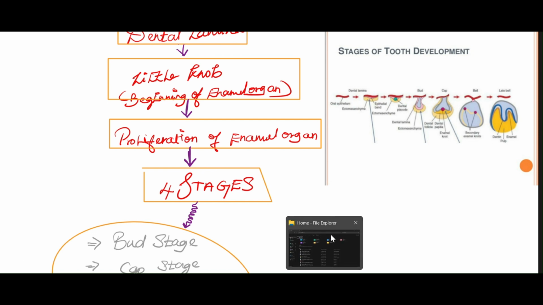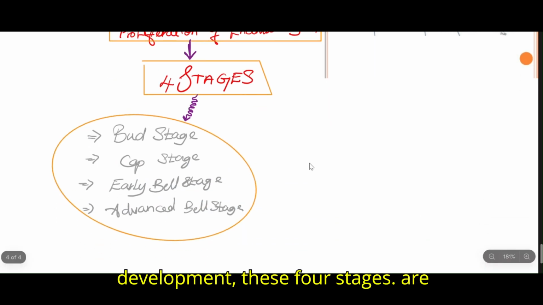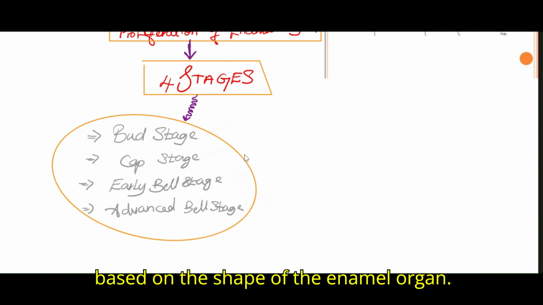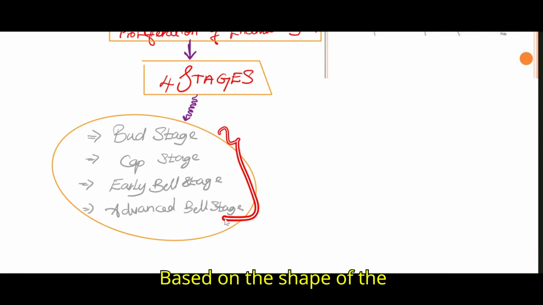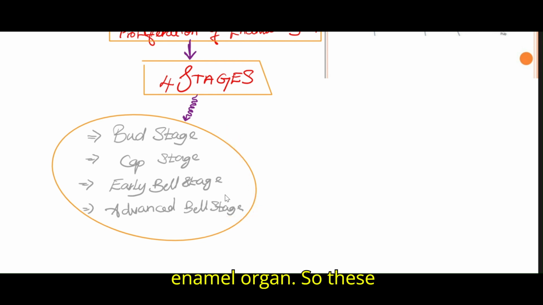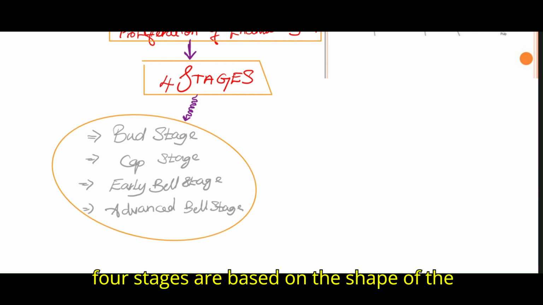So there are four stages in the tooth development. These four stages are based on the shape of the enamel organ.